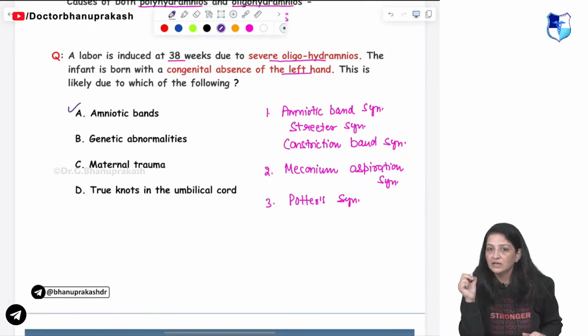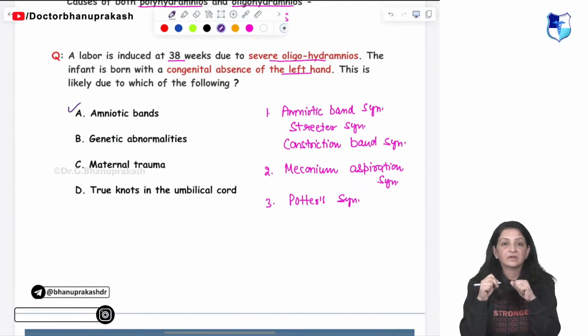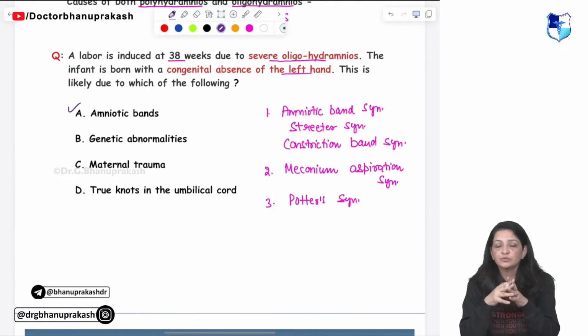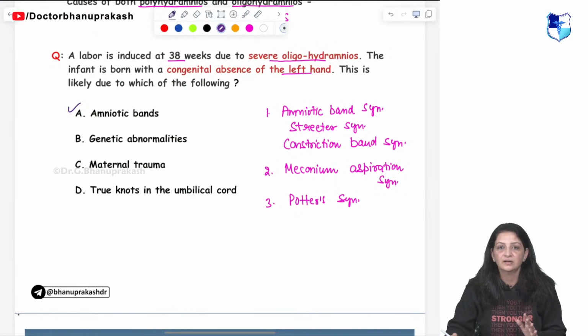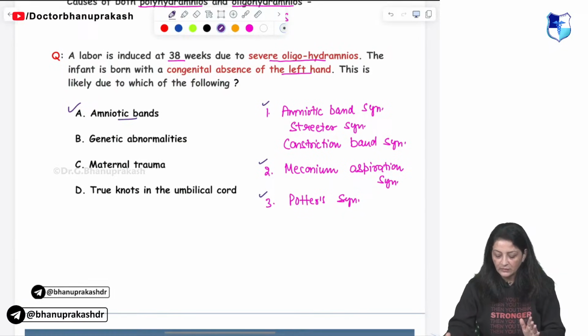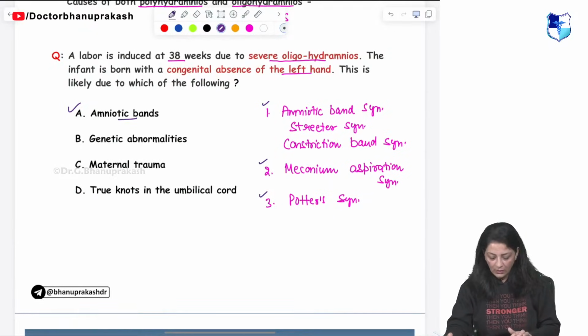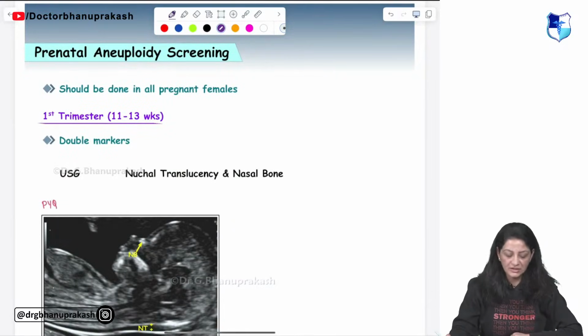In severe oligohydramnios, sometimes at the time of rupture of membranes, suppose there is premature rupture of membranes, the fetal membranes will stick around the fetal parts in the form of a band, which will cause devascularization of that part. This is called amniotic band syndrome. Remember these 3 syndromes: amniotic band syndrome, meconium aspiration syndrome, and Potter's syndrome. Clear?